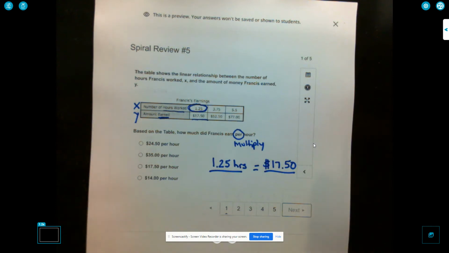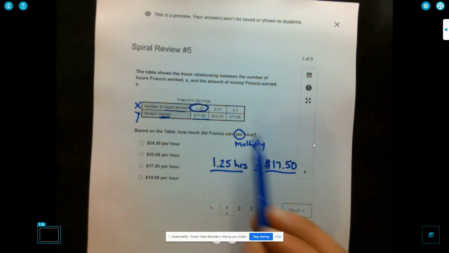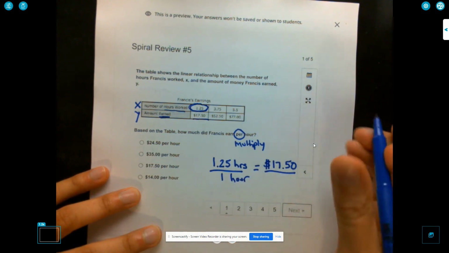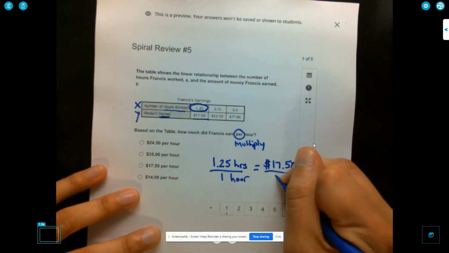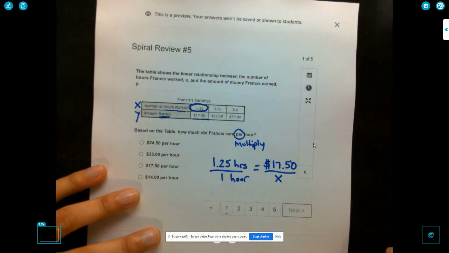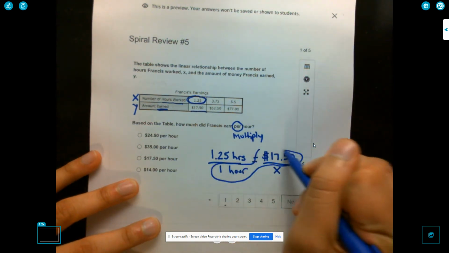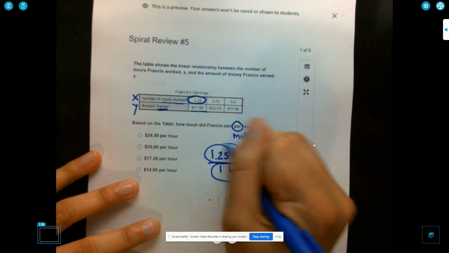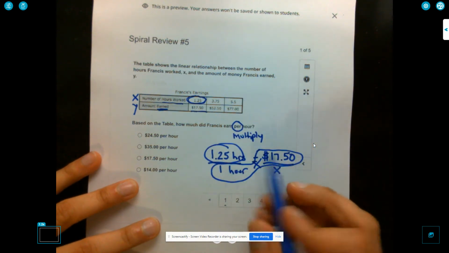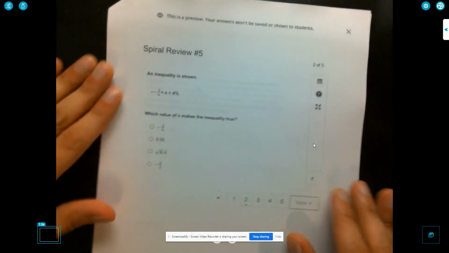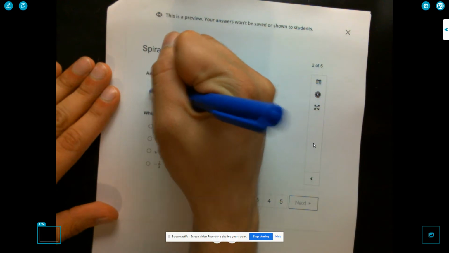And we want to know how much she earns per hour. So we can say 1 hour right here, meaning that we're looking for a dollar amount per hour. And this is going to be as simple as cross multiplying and dividing. So if you remember the bat and ball method, cross multiply, and then divide by 1.25. All right, so that's not supposed to be there.